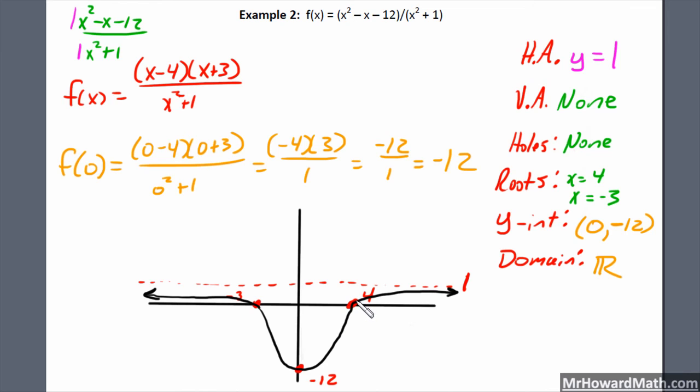So we'll end part 1 here, and I'll work 2 additional examples in part 2.